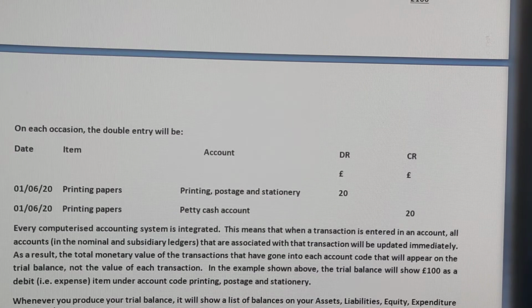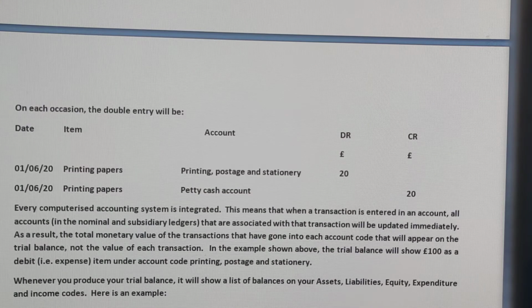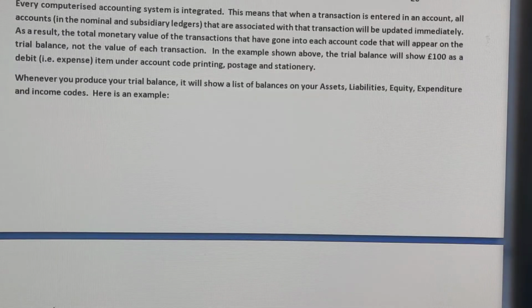In the example shown above, the trial balance will show £100 as a debit, that is an expense item, under the account code printing, postage, and stationery. It will not give you the breakdown that I've shown you earlier. It will just show you the total. So, whenever you produce your trial balance, it will show a list of balances on your assets, liabilities, equity, expenditure, and income codes.